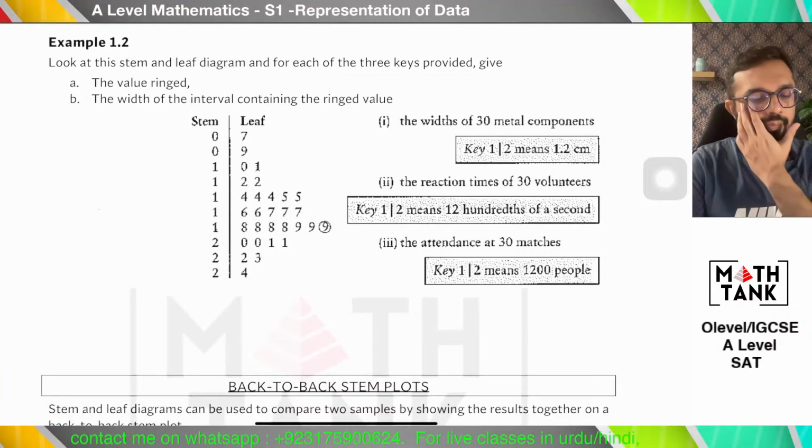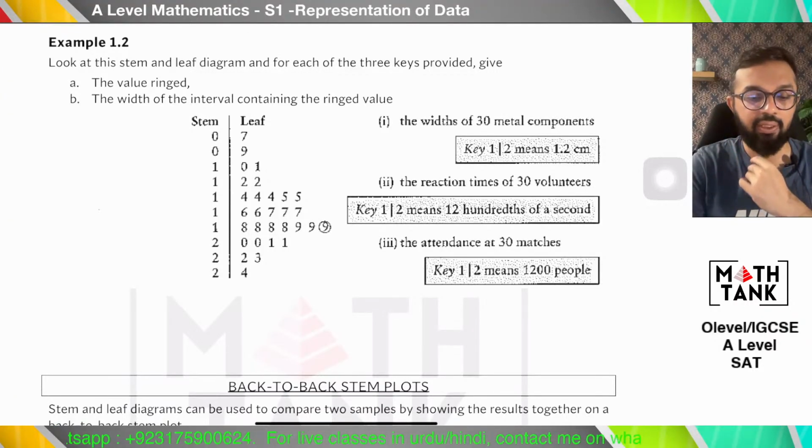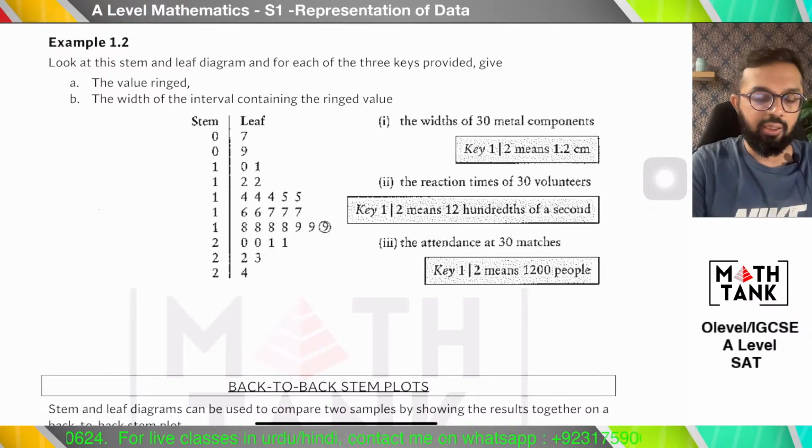Look at this. It says look at the stem and leaf diagram for each of the three keys provided. Give the value ringed. Okay.